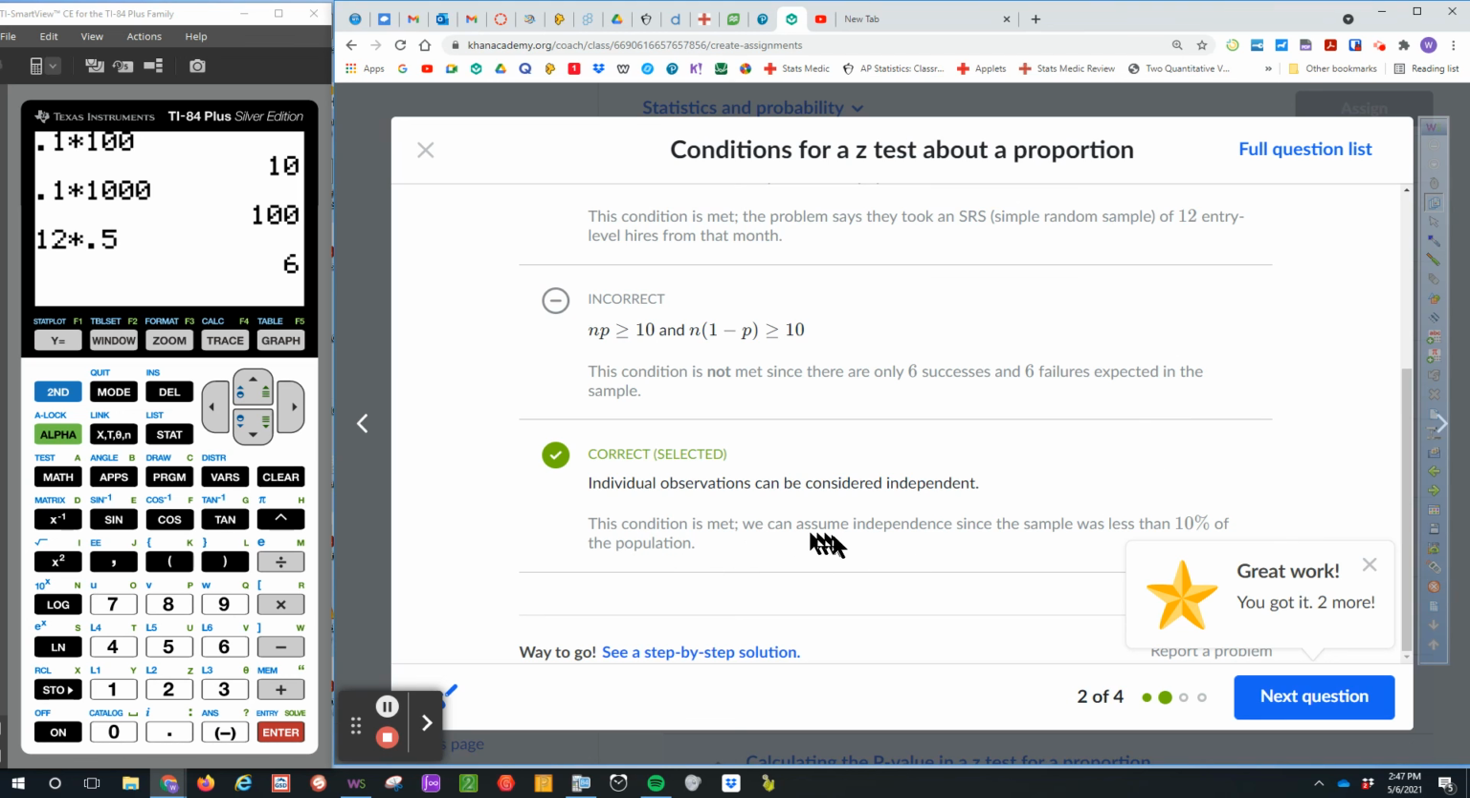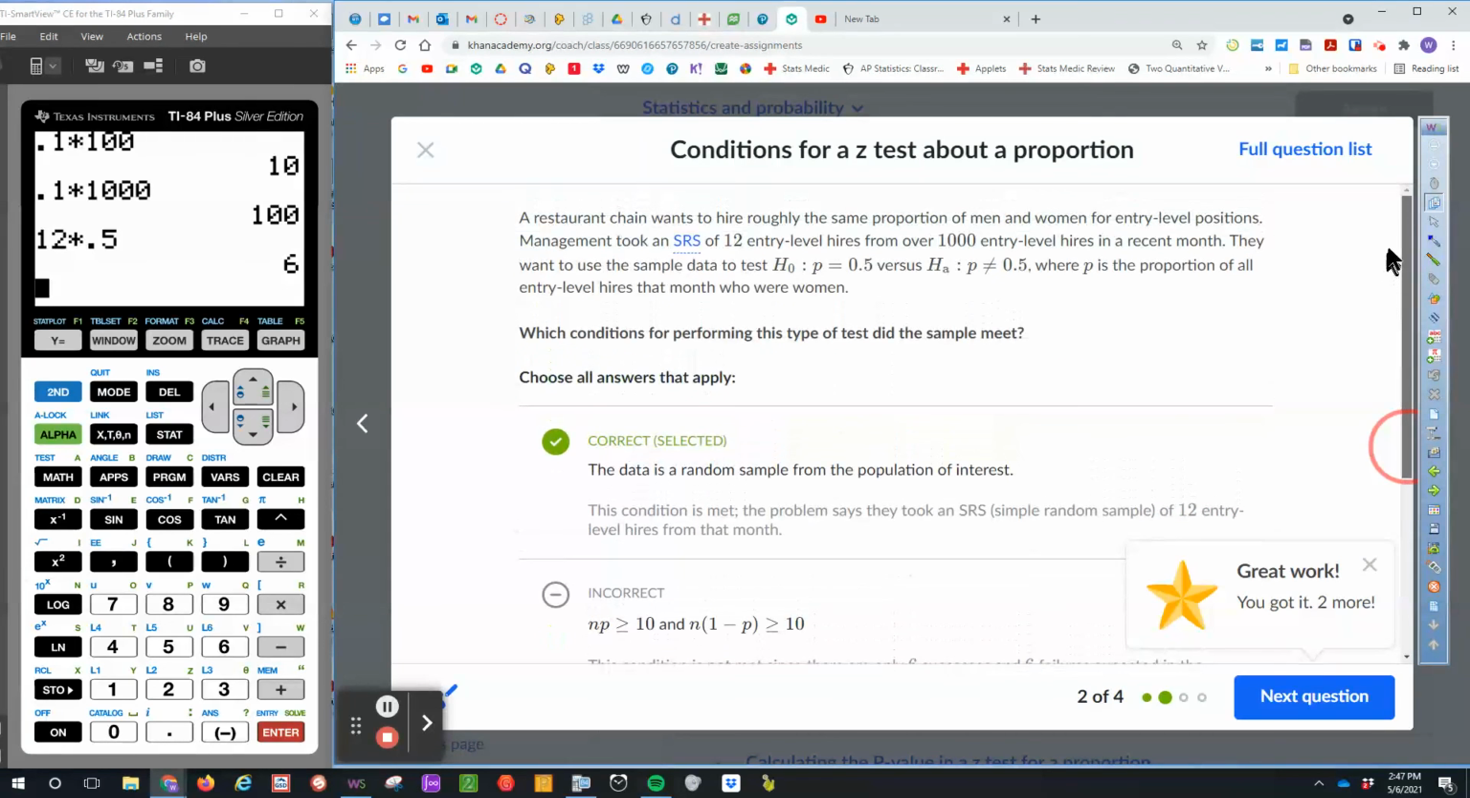The independence condition is met; we can assume independence since the sample was less than 10% of the population. So hopefully this makes sense. Let me know if you have any questions. Thank you very much.